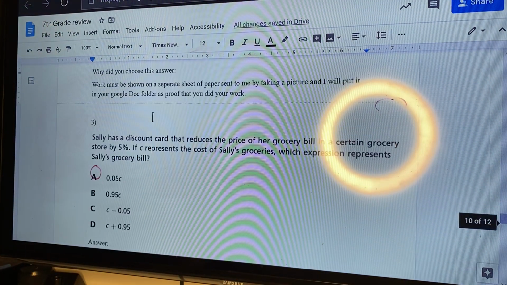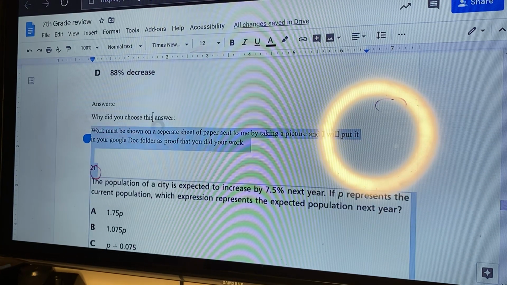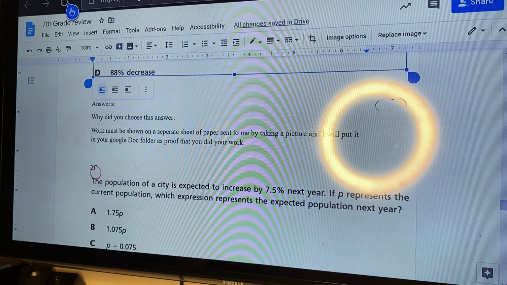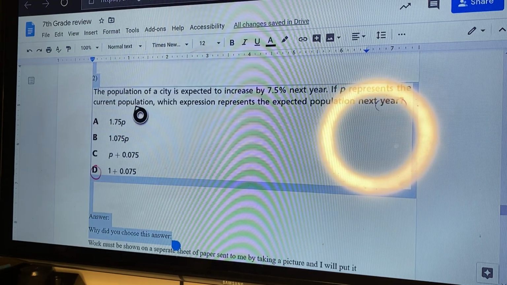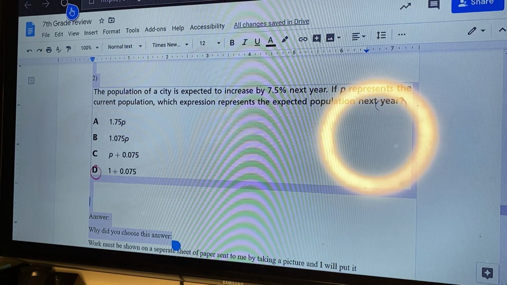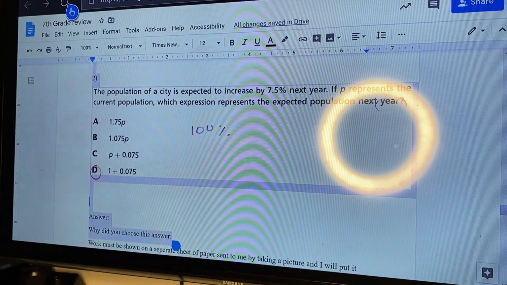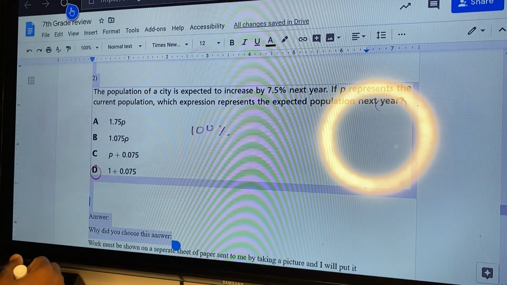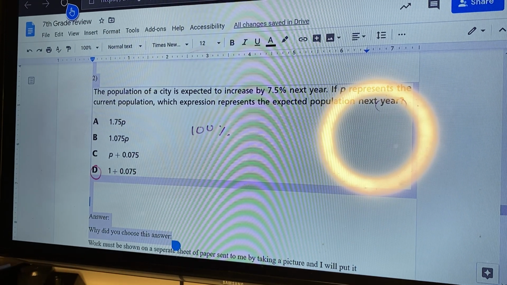Okay, two. The population of a city is expected to increase by 7.5% next year. If P represents the current population, which would be 100% of the population, which expression represents the expected population next year?